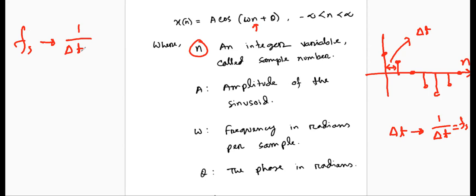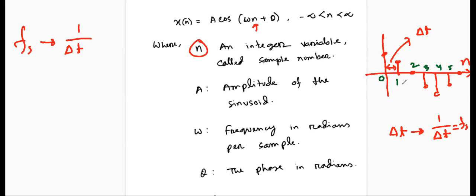So based on that, what is n? This is an integer variable, so it can be represented like this: 0, 1, 2, 3, 4, 5. It is always 0, 1, 2, 3, 4, 5, whether it gives higher frequency or lower frequency. If it is a higher frequency, definitely the distance between 0 and 1 is very close. That is the fact. But always the numbers are 0, 1, 2, 3, 4, 5.